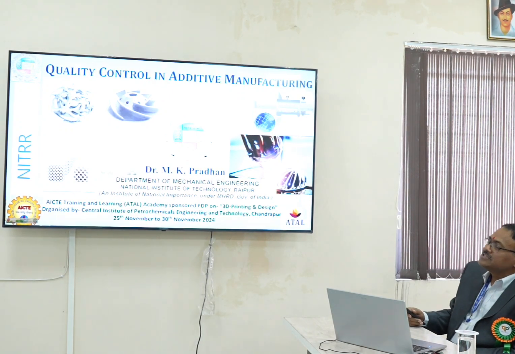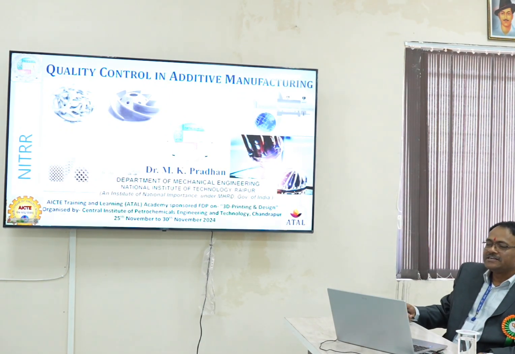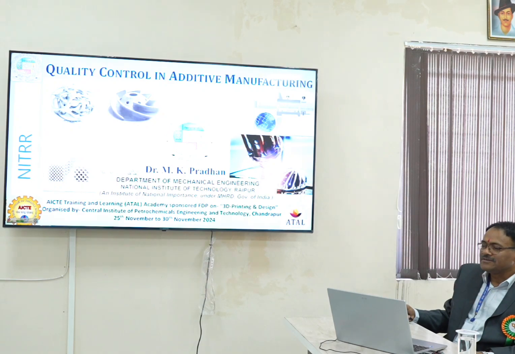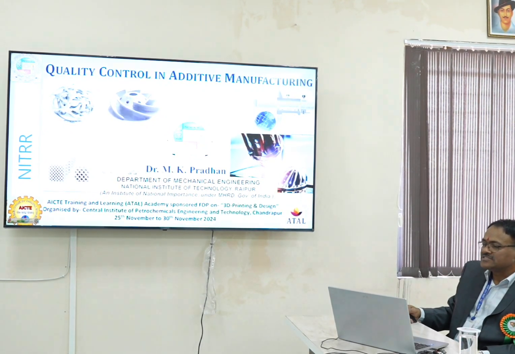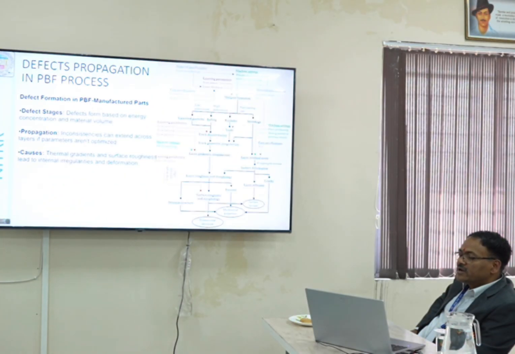And as you can see, today's topic is quality control in additive manufacturing, where basically we are highlighting the various challenges in achieving precision, reliability, and consistency. Because of the defects, including the thermal gradient, maybe the temperature variation during the melting or maybe during the cooling, and the surface roughness, which can result in internal irregularities and deformation of the parts. By understanding how these defects form, the manufacturer can set the optimized process parameters and reduce the likelihood of the defects.